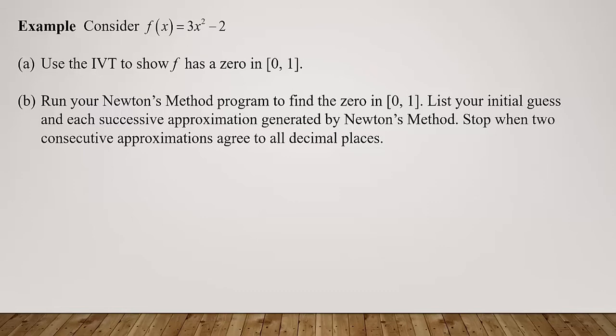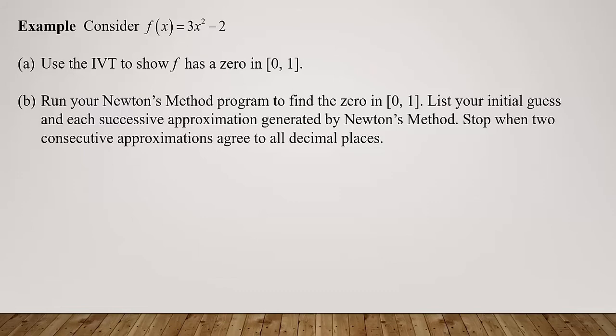I'm very adamant about this. You're going to write down what your initial guess is, and then each successive approximation that's generated by Newton's method. You will stop when 2 consecutive approximations agree to all decimal places.